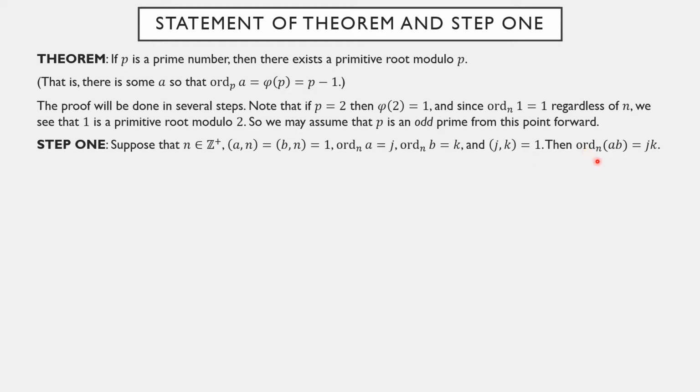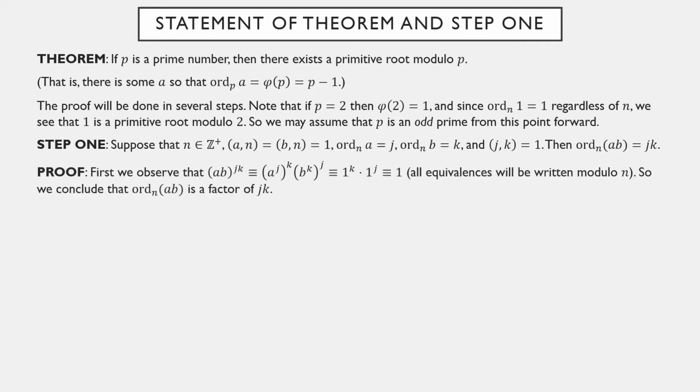In general, the order of a times b is not going to be so easy to compute as the order of a times the order of b. We really need that those two orders are relatively prime. So first observe, if I take that product ab and raise it to the jk, the first step would be to call this a to the jk times b to the jk. A to the jk I'm going to write as a to the j, to the k. B to the jk is b to the k, to the j.